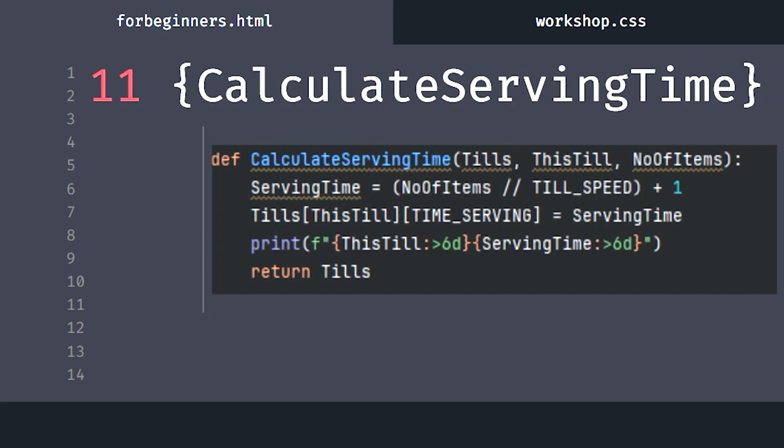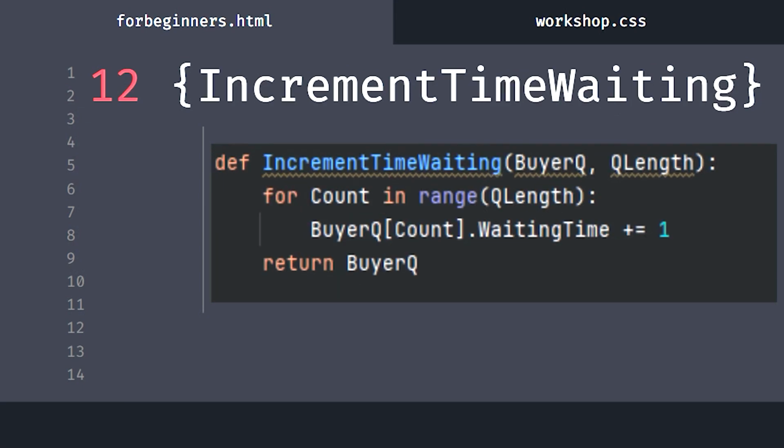In the subroutine, integer division is used and the result is incremented by 1 to ensure that even if there's a remainder in the division, the serving time is rounded up to the next integer. Then the serving time for the specific till in the tills array is updated and also printed using an f-string to display the till number and the corresponding serving time. This subroutine is called by the serving subroutine.